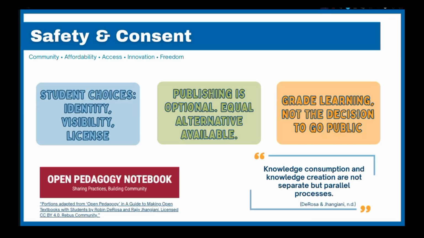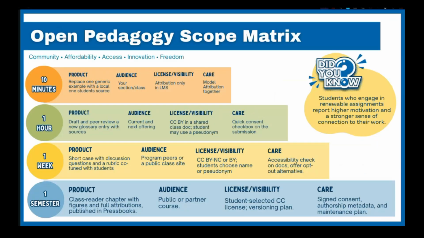So now that we've covered consent and safety, let's look at what it looks like to find that right size fit with open pedagogy. So this is the Open Pedagogy Scope Matrix, and this matrix keeps us from thinking open pedagogy means rebuilding a whole course. You just pick a level that fits your week, your time, and your risk tolerance. Each level names a real student product, a clear audience, and a license or visibility choice. Start with one and then try another one.